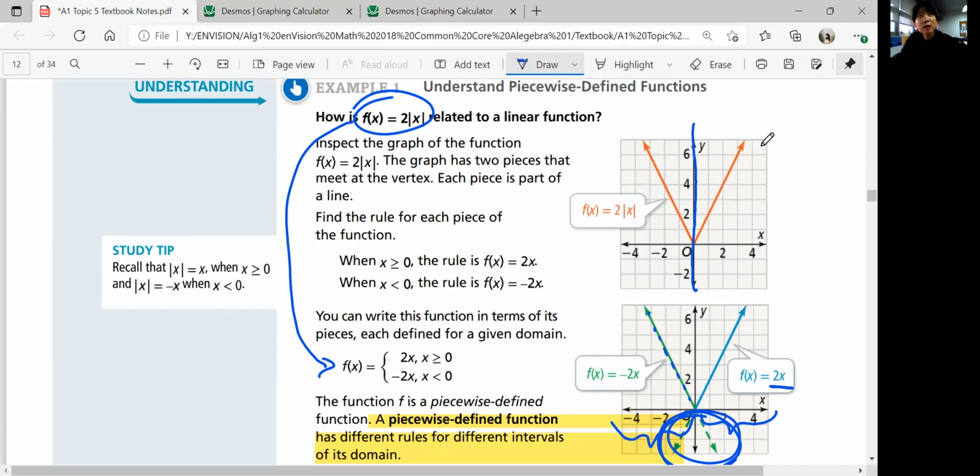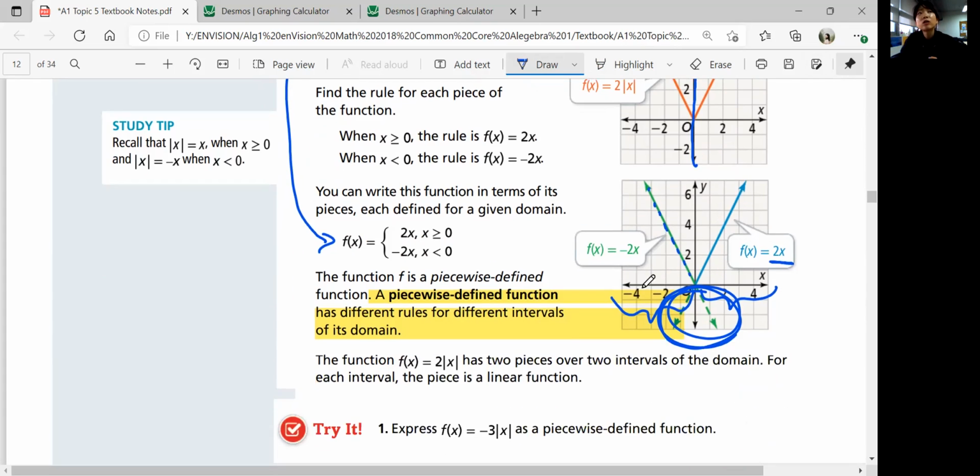All right, it sounds a little bit complicated right now, but the whole idea is that you cut them into pieces and write equations for each line segment, and define them by the domain restriction, like from what number to what number for x is that line segment there. Okay, so the function f of x equals 2 absolute value of x has two pieces over two intervals of the domain, two line segments. For each interval, the piece is a linear function.